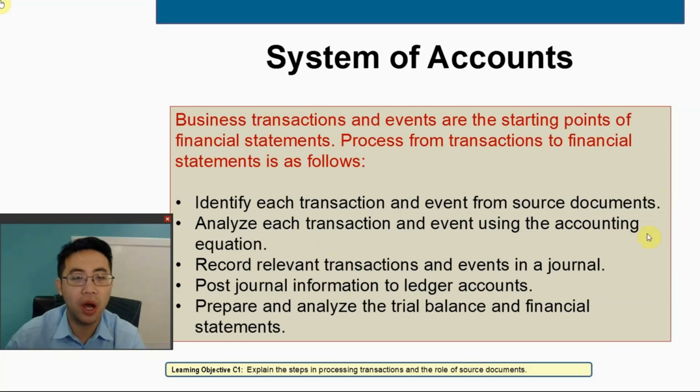The third step is to record all the relevant transactions and events in a journal. And then we're going to post the journal information to the overall summarized ledger accounts. And last, we're going to prepare and analyze the trial balance and the financial statements.